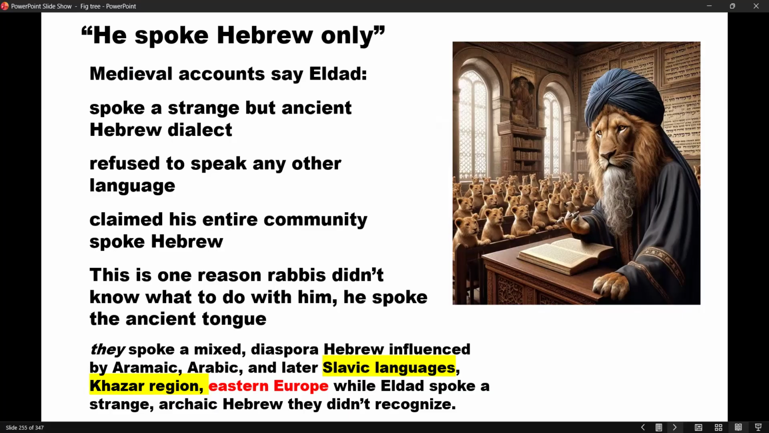They spoke a mixed diaspora Hebrew influenced by Aramaic, Arabic, and later Slavic languages, from the Khazar region and Eastern Europe, while Eldad spoke a strange, archaic Hebrew they did not recognize. How can they recognize it when it's two different people? One is saying he is, and the other is saying he is. But we're starting to see there's a difference. And as we start searching through history, you have to understand these words like Slavic, Eastern European, Khazar.